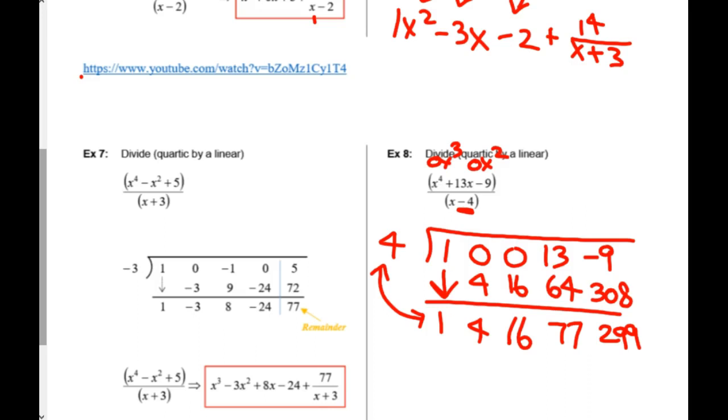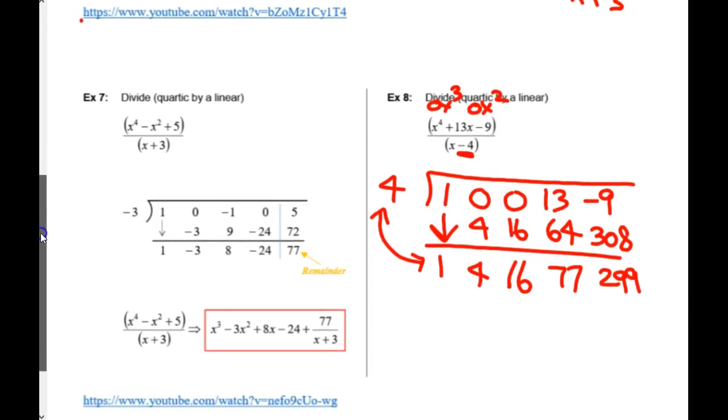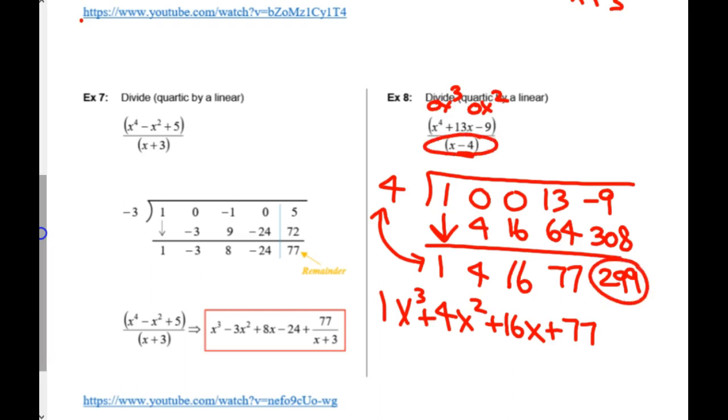Now each of these coefficients is for one below the start. So if we started with x to the 4th power, this is going to be my x to the 3rd power. So 1x to the 3rd power plus what? 4x squared plus 16x plus 77. And then that last one, this is my remainder. This over this. Plus 299 over x minus 4.